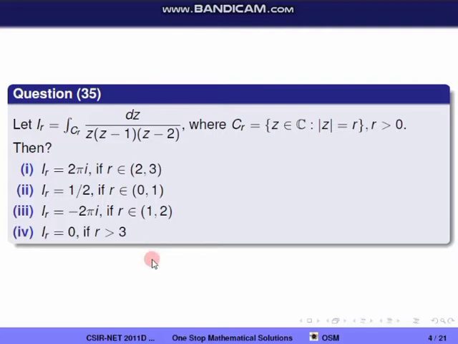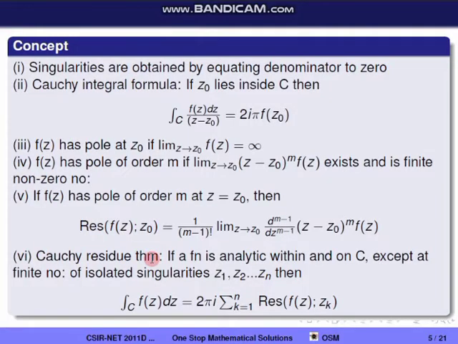So first of all, we look into the concepts used. The singularities are obtained by equating the denominator to 0. Cauchy integral formula states that if z0 lies inside C, then integral over C of f of z dz by (z minus z0) is equal to 2 pi i f of z0. If z0 lies outside C, the integral value will be 0.